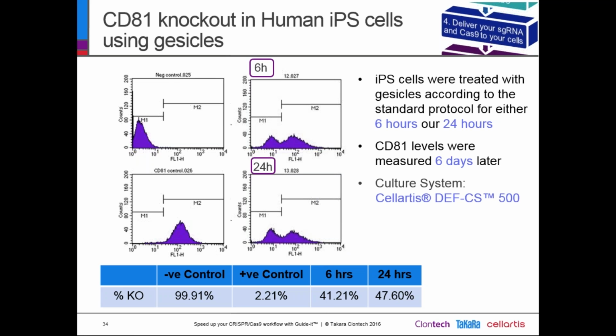The cell culture system we have used is our Cellartis FCS medium, which is a complete cell culture system for iPS cells. What's very nice with the Cellartis FCS is that you can also do single-cell passaging of your iPS cells and isolate single clones. So this is a very useful system to do gene editing experiments. Another interesting point is that we have not observed any toxicity and no effect on the pluripotency when using Gesicles in iPS cells.